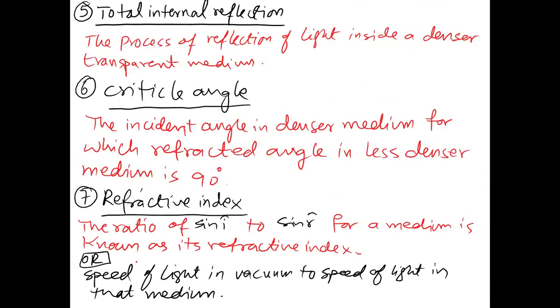Total internal reflection is the process of reflection of light inside a denser transparent medium. Critical angle is the angle of incidence in the dense medium for which the refracted angle in the less dense medium is 90 degrees, and refractive index is the ratio of sin i to sin r, or you can say it is the ratio of the speed of light in vacuum to the speed of light in that medium.